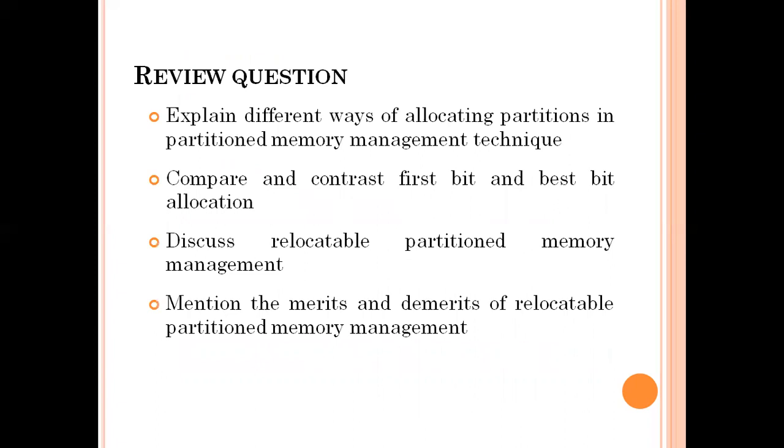So in today's class, we learned about the different ways of allocating the partition. One is first fit, and the other one is best fit. In the case of first fit, the first free partition which is suitable for the job is allocated to the job. In the case of best fit, the free area which results in least usage of memory is allocated to the job.